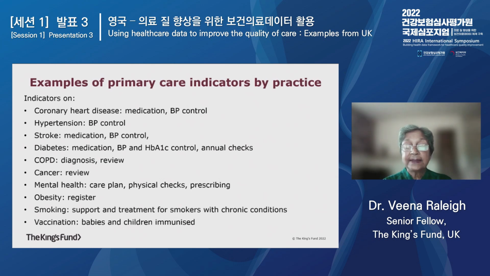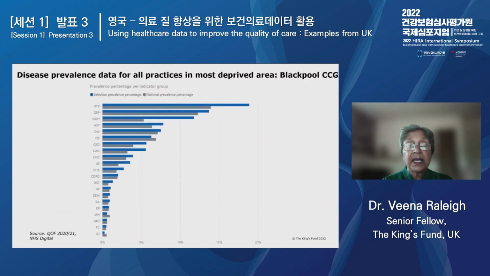Next slide, please. This slide, and I'm sorry, it's a little difficult to read, but it's just to give you an example. This is the data for all of the practices in an area called Blackpool, which is one of the poorest areas in England. And the population there has a much shorter life expectancy than in other areas.